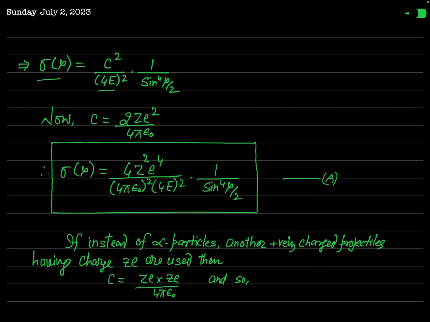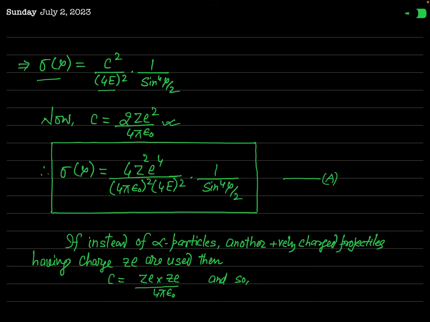Here, as you have seen earlier, that this constant C is equal to this much. This is 2ZE square over 4 pi epsilon naught. So now let us substitute at the place of C this much.